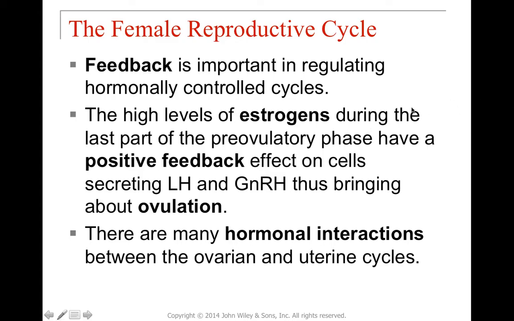So for example, high levels of estrogens that are found in the last part of the pre-ovulatory phase are going to positively regulate the cells that are secreting LH and GnRH, and that's going to cause ovulation, because you want to make sure that you are keeping your uterus and your ovaries communicating, right? And so there's a lot of different hormonal interactions between the ovarian and the uterine cycles, so that we can make sure that our timing is lined up, because remember, this is a very precise window that we have. It's only in the fallopian tube for a very short period of time.